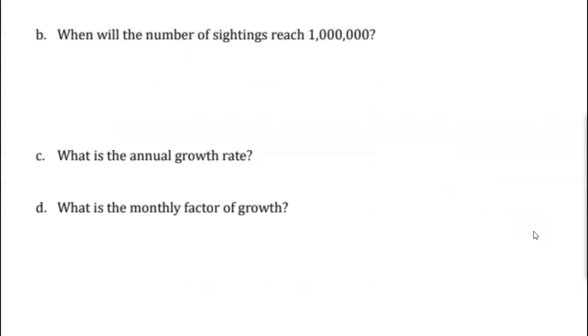When will the number of sightings reach 1 million? So we've been doing, for the last few lessons, how can we figure these kinds of things out? So we know we have our model of 3 times 3 to the t for our years, and we're interested in when this is actually going to reach 1 million. So I can solve by graphing, I can solve algebraically, either one that you want to.